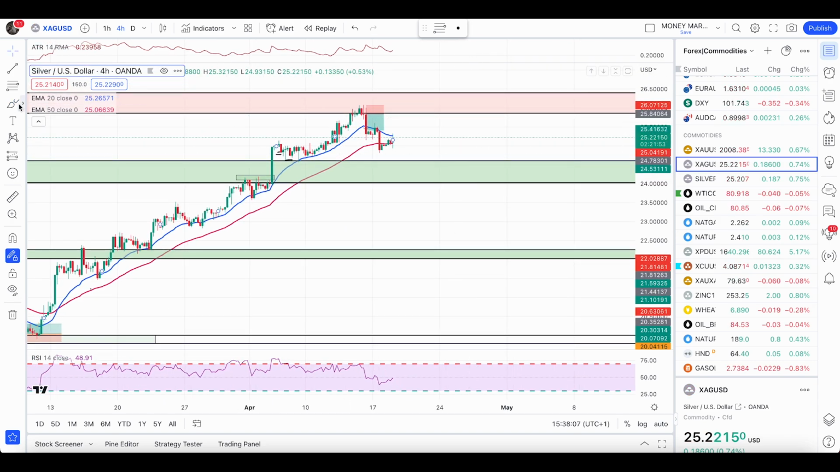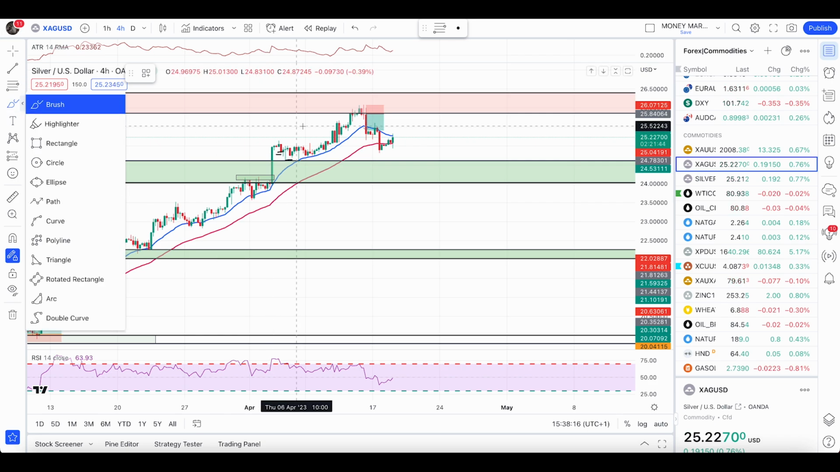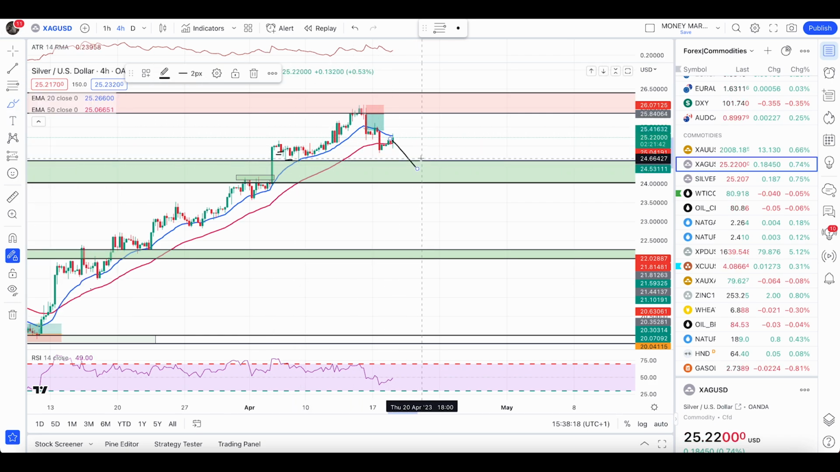For silver, I'm still waiting for the price to come back to my zone, which is 24.58, that goes down to 24.03. This is a zone from where I want to look for my buying opportunities with a bullish engulfer or my double bottom entry pattern.